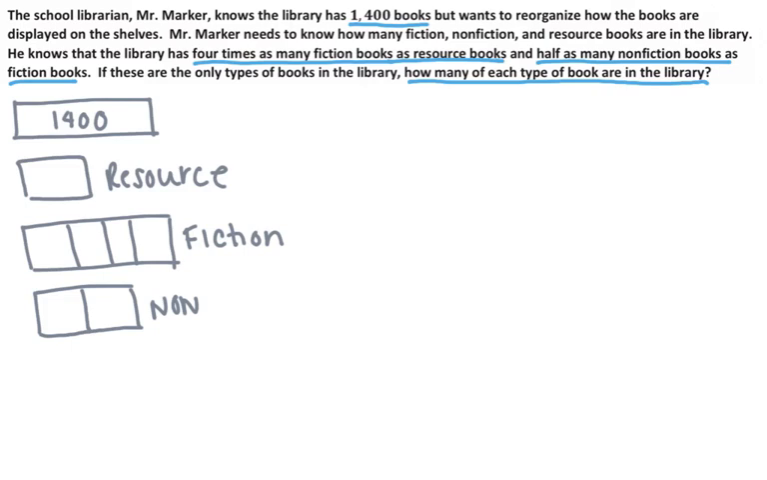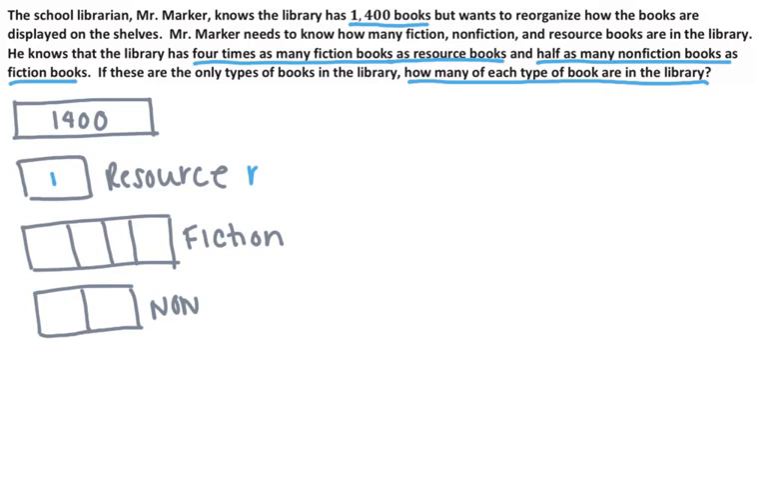What variable should we use throughout our problem when we're writing our equation? Because resource is the one with the single box, it's going to represent 1, we can use the letter R. So we're going to use the variable R in our equations. So now that we chose a variable, we can start writing our equations and solving the problem.